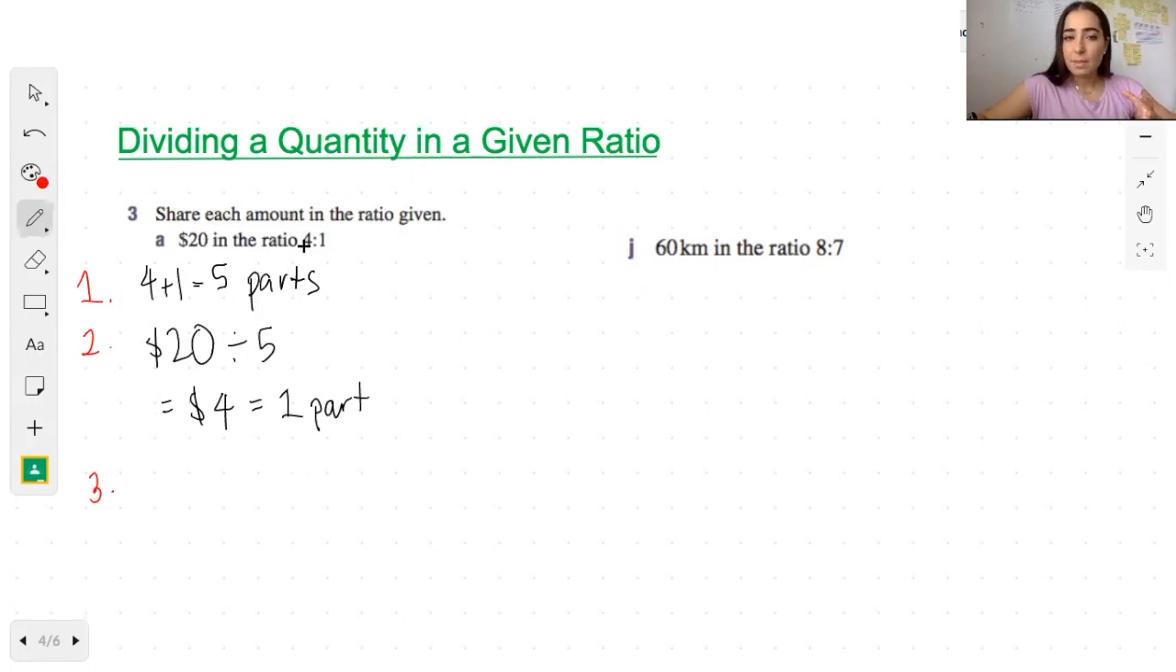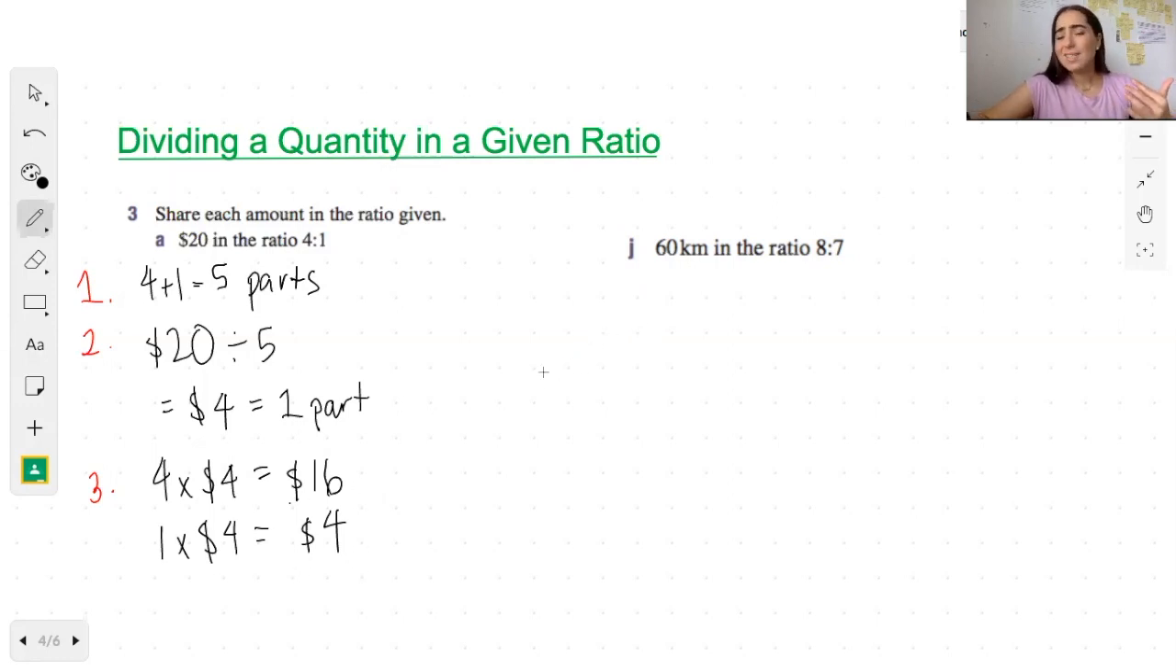And then the final step is to multiply each number in the ratio by the value of 1 part. So we're going to start with 4. We're going to multiply that by $4 to get $16. And then we're going to take 1, multiply that by $4 and get $4. So that is how you break up $20 into the ratio 4:1. So it's $16 to $4. As an extra added step, to check if you have the correct answer, you must always add these resulting quantities, and they should obviously give you the original quantity, which in this case, it's pretty straightforward that they do.